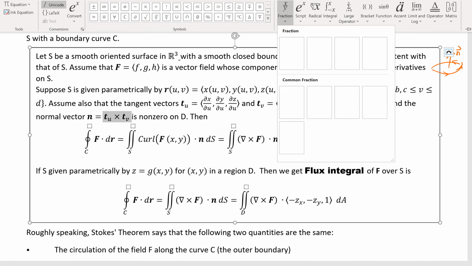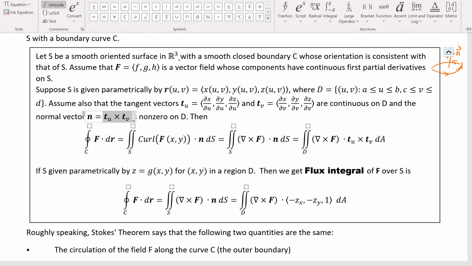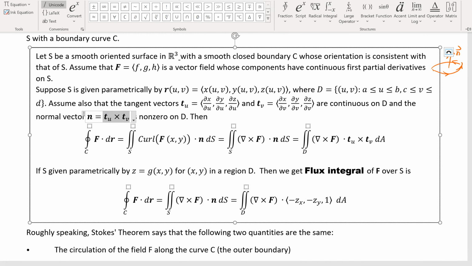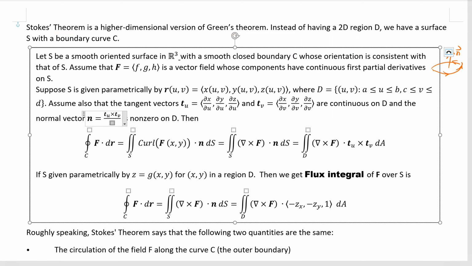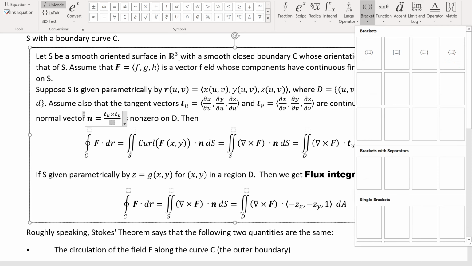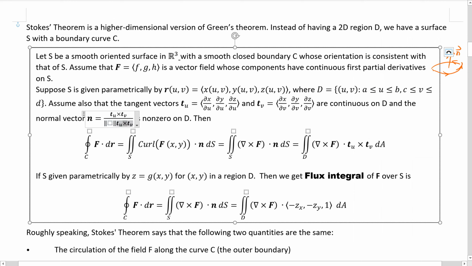So let me fix that. Oops, what happened? Okay, let me see. I want to insert this and have the magnitude of it. Where is it? Here. Okay, here. Oops. Let me move it back inside. Okay, so this is the normal vector, right?